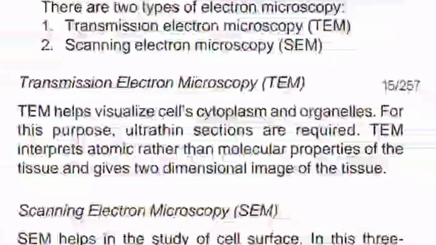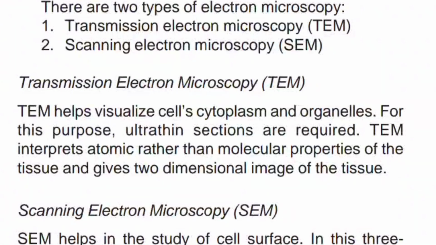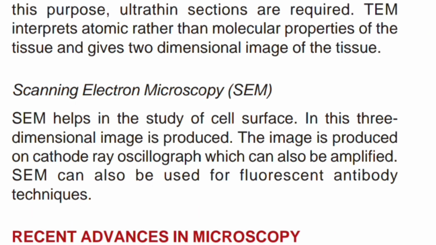Transmission electron microscopy (TEM) helps visualize cells, cytoplasm, and organelles. For this purpose, ultra-thin sections are required. TEM interprets atomic rather than molecular properties of the tissues and gives a two-dimensional image of the tissue. Scanning electron microscopy (SEM). SEM helps in the study of cell surface.